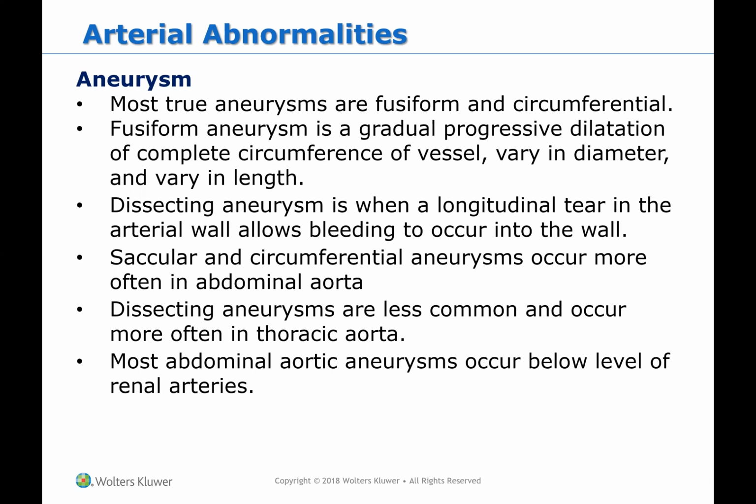So the saccular and the circumferential aneurysms occur more in the abdominal aorta, and the dissecting aneurysms are less common and occur more in the thoracic aorta. So what we're mostly dealing with in the abdominal aorta is going to be those first two. Another thing I'd like you to know and remember is that most abdominal aortic aneurysms occur below the level of the renal arteries. So that's where you're really going to have to be paying attention for these.